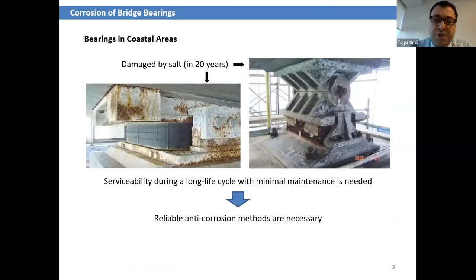In addition, bridge bearings located in coastal areas and marine environments, which is a common case, have a high potential risk of corrosion, and the salt air can accelerate the corrosion of steel. Even within 20 years, we can see such damage on the bridge bearings, as seen in the photos. Reliable anti-corrosion methods are necessary in order to ensure the serviceability of bridge bearings and bridges during a long life cycle with minimal maintenance.